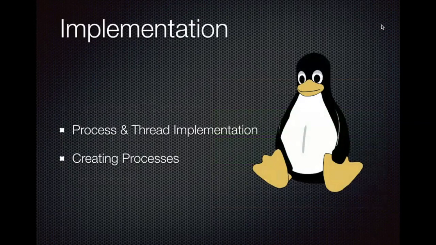So let's talk about implementation. The Linux kernel represents processes as tasks. This is different from other OSs that make a distinction between processes and threads. Linux just calls each of those a task structure. So for example, a single threaded process will be represented with one task structure.